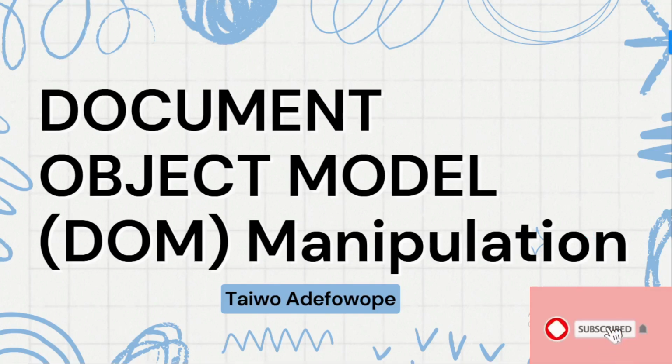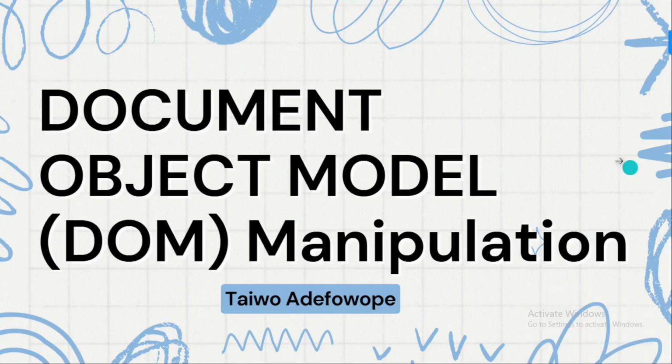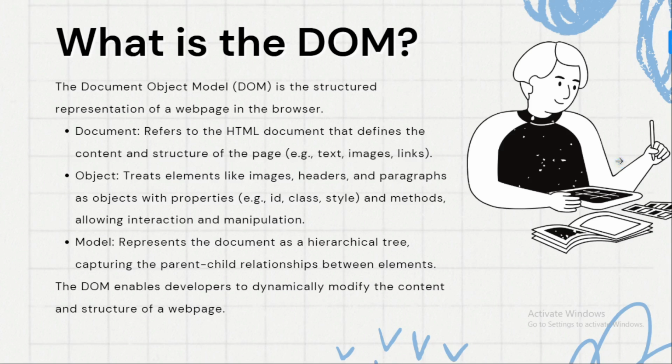So welcome back, guys. In this tutorial we'll be talking about the Document Object Model, which is the DOM, and then DOM manipulation. So the next thing we want to check is what is the DOM. DOM simply means Document Object Model, and it is the structured representation of a web page in the browser. So let's check this one after the other.